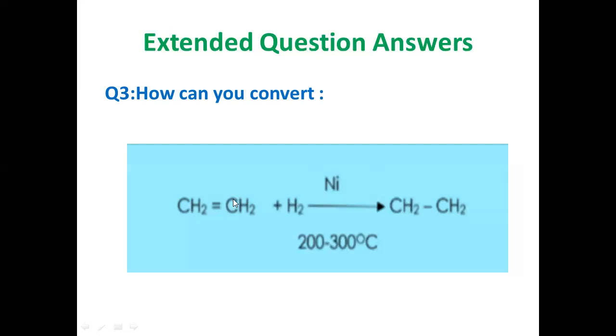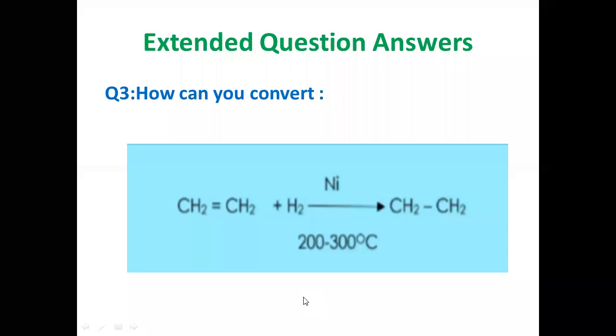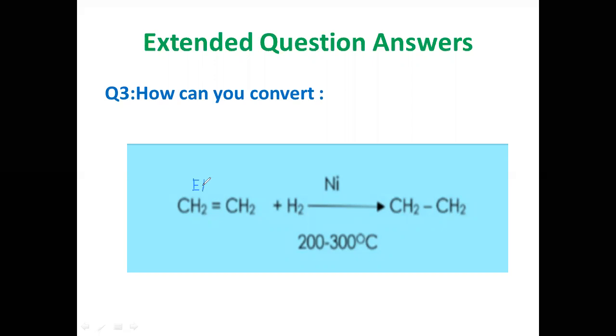So for this purpose, in order to convert the unsaturated hydrocarbon into saturated hydrocarbons, I told you this unsaturated hydrocarbon which contain carbon-carbon double bond is alkene, and which type of alkene is here? This is ethene. Ethene which contain carbon-carbon double bond. So now what will happen?